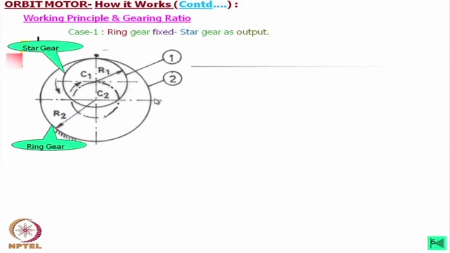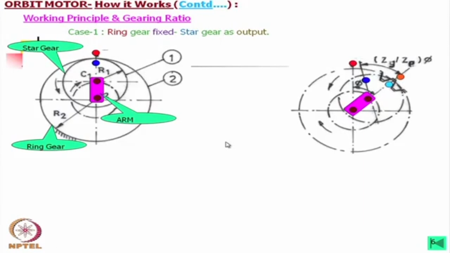Now, this outer one is the star gear. Next, imagine the arm. This arm means that on a single plate, this gear is pivoted here and this gear is pivoted here. Now, we consider two points on these two gears. In the next phase, we give the whole unit an angle phi, this angular motion.